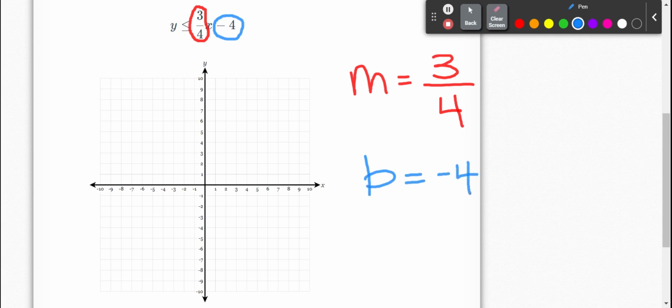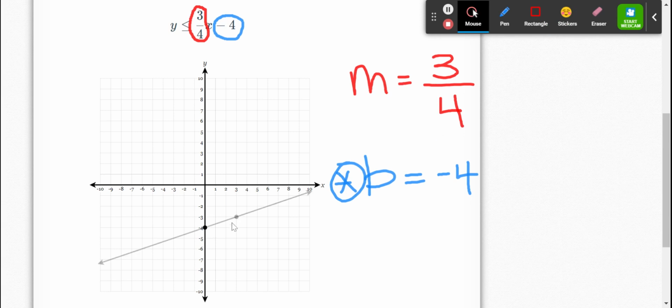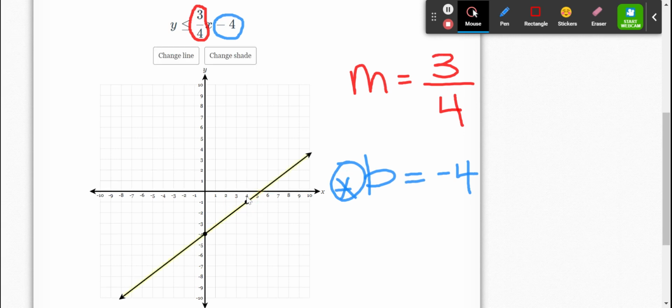So remember, we're going to start here at our y-intercept. So I'm going to put a point at -4. And then I'm going to go up 3, to the right 4. So up 1, 2, 3, over 1, 2, 3, 4. Okay. So our line is graphed, and we need to decide whether this is going to be dashed or solid. So you can change it just by clicking this.